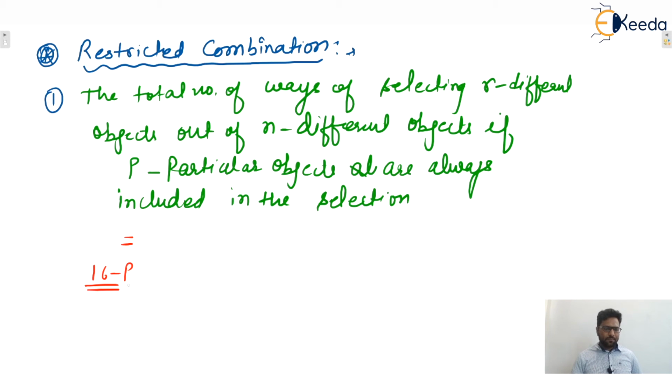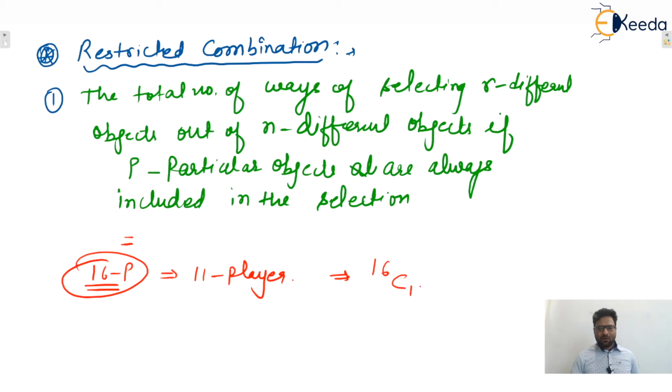16 players are there, and we need to form a cricket team of 11 players. One restriction is there. If there is no restriction, then easily we can select 11 out of 16, so 16C11 will be the correct answer. But let's say one restriction is there.